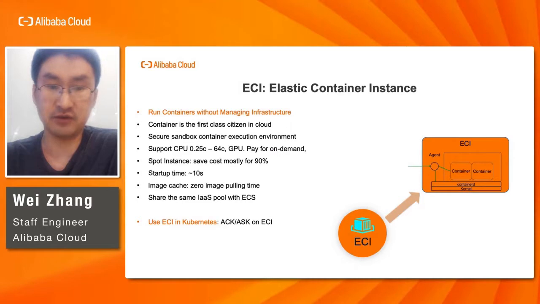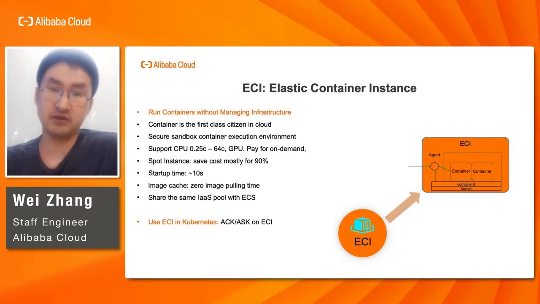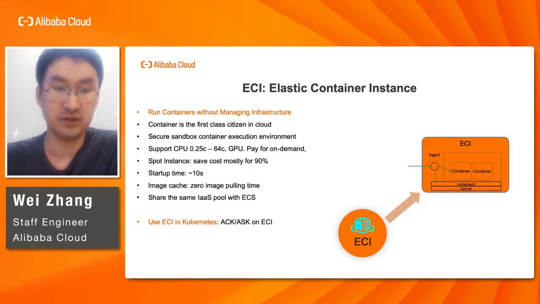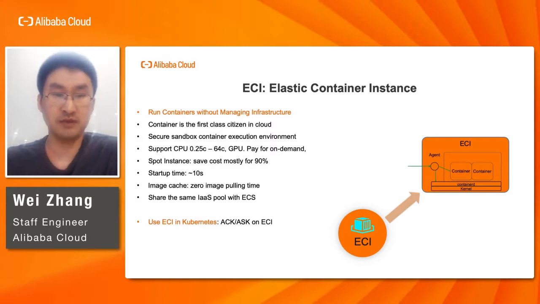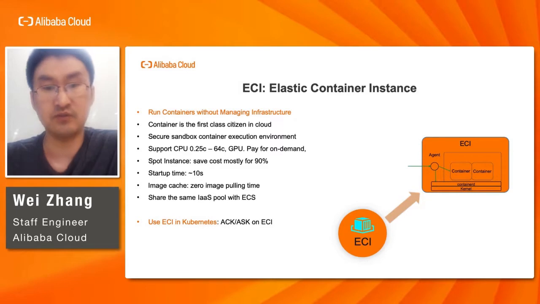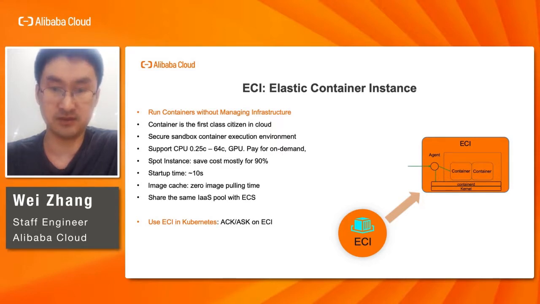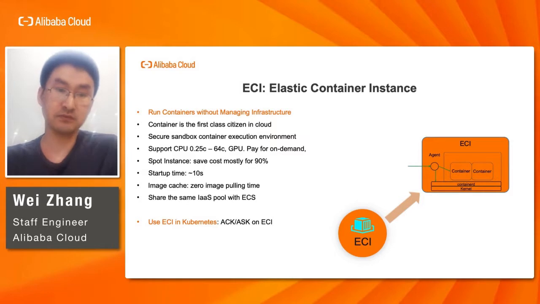The CPU ranges from 0.25 to 64 cores, and GPU instances are supported. All this is paid on demand. Using Spot instance, we can save cost by up to 90%. ECI startup time is about 10 seconds. With image cache, image pulling time can also be saved. It's worth keeping in mind that ECI and ECS share the same resource pool. This can guarantee enough underlying resources are provided to ECI users.